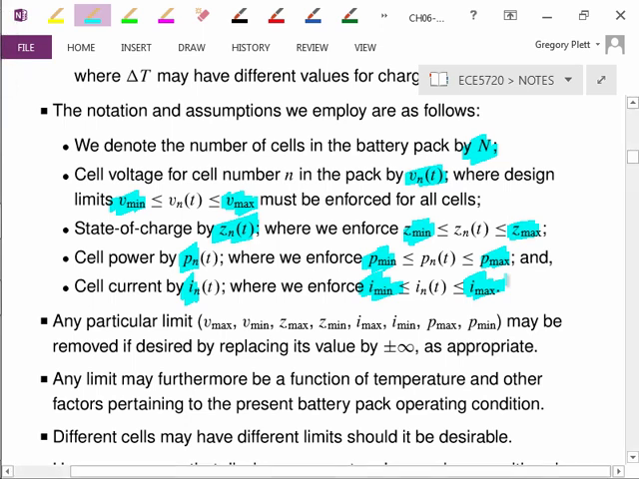Any particular limit might be removed from consideration by replacing its value by plus or minus infinity, as long as our computer arithmetic system is able to handle that as a valid value. So if Pmax is less than infinity and greater than minus infinity, that really removes any limits on power specifically. So we can do that. And any of the limits may also be a function of temperature and whatever other factors there might be pertaining to the present battery pack operating condition.